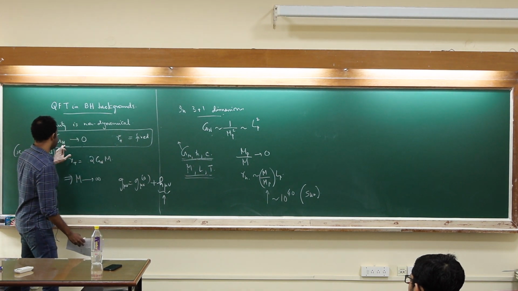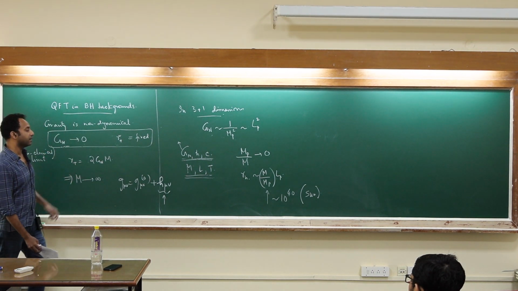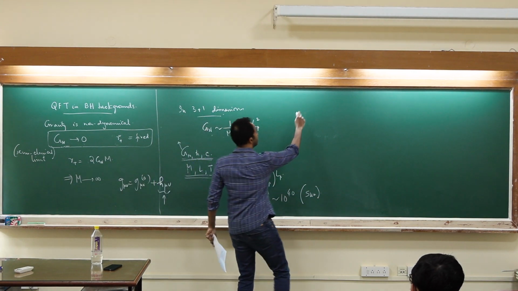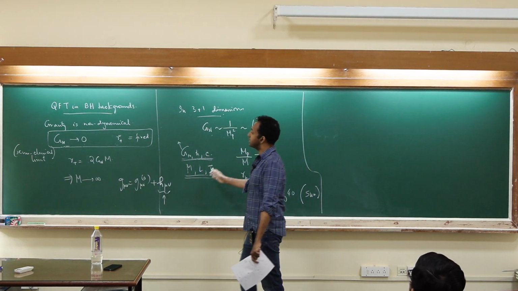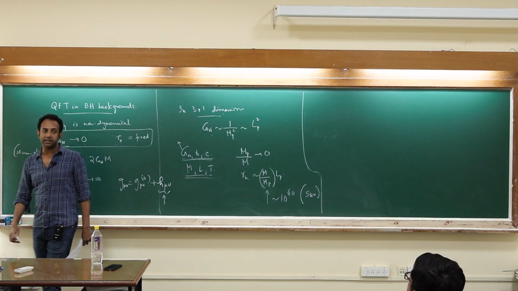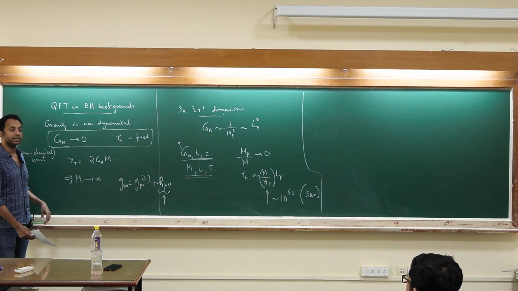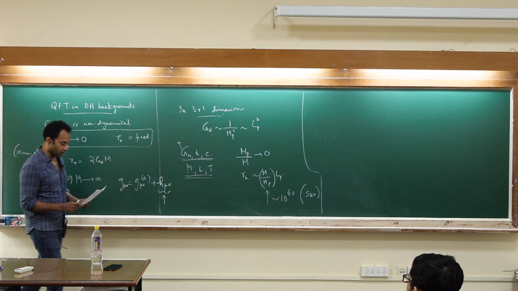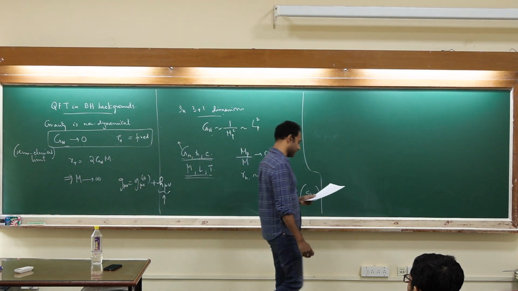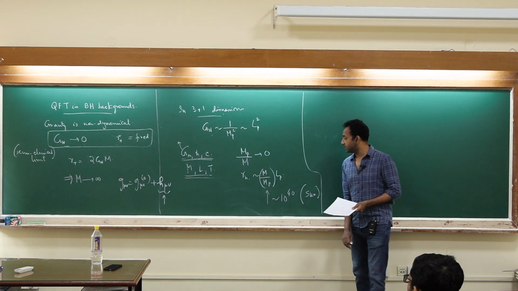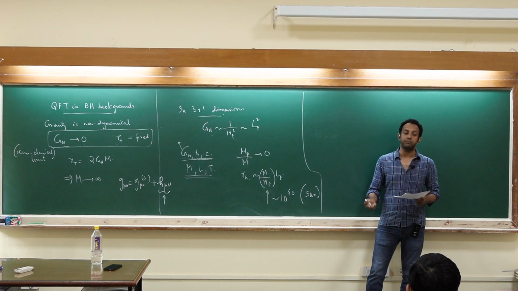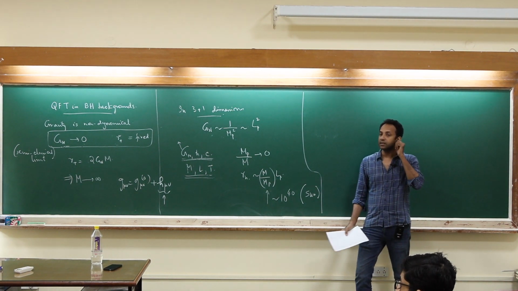So G Newton going to 0 is sort of the first correction to the classical thing, if you like. That's the way to think about it, and that's why we call it the semi-classical limit. That's the setting in which we are doing our calculation, and this 10 to the 40 is the reason why this might be a reasonable thing to do.